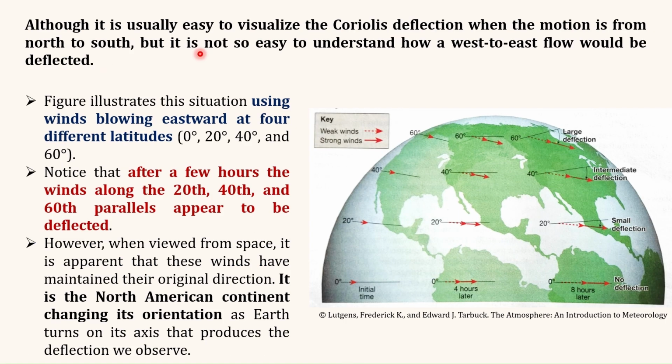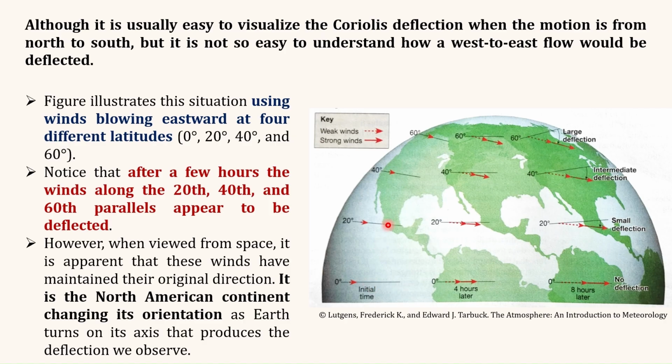Although it is easy to visualize the Coriolis deflection when the motion is from north to south, it is a little difficult to understand how west to east flow would be deflected. So in this figure, the effect of Coriolis force on west to east flow is explained using the winds blowing eastward at four different latitudes: at 0 degree on the equator, 20° north, 40° north, and 60° north.